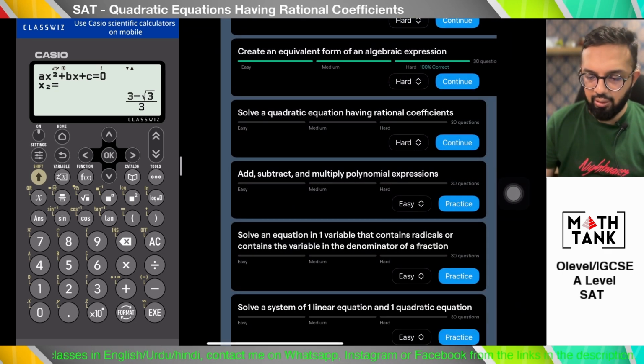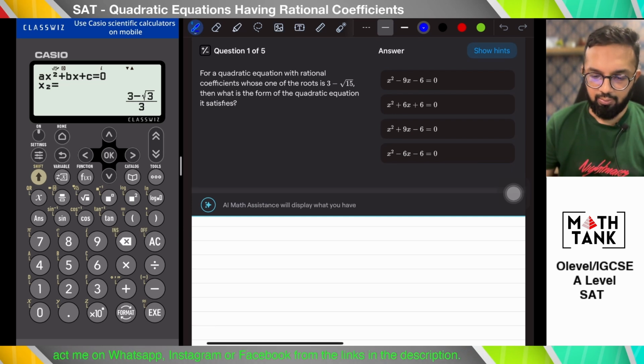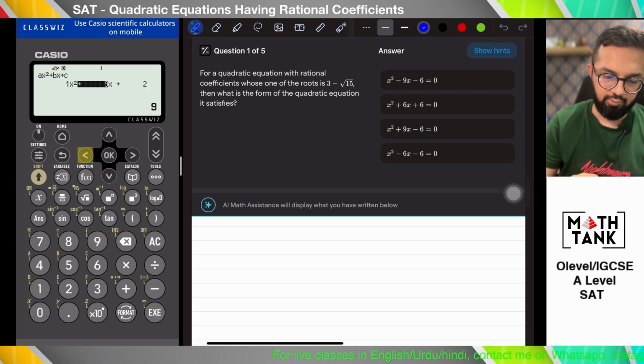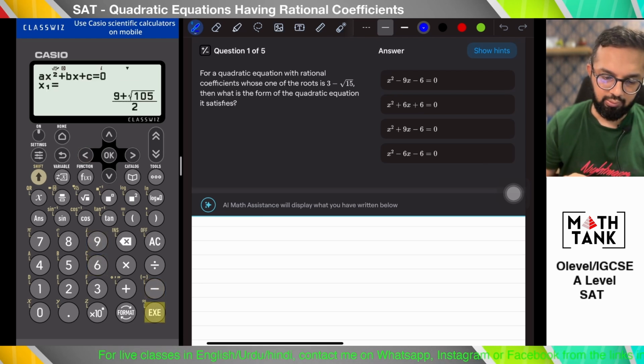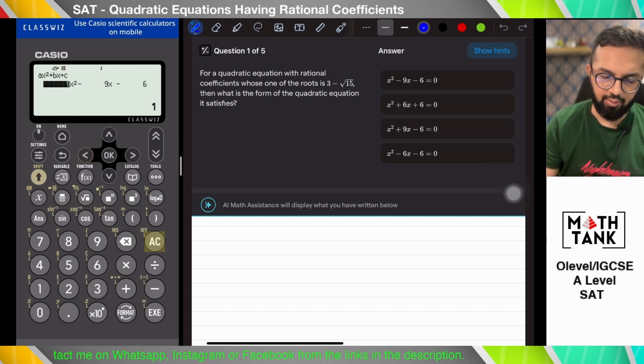Okay, let's see if we have more hard questions. Yes, we do. This is simply just solving on a calculator. Okay, that one doesn't get me the right answers. Let's quickly move on to the next one. Answer option B.